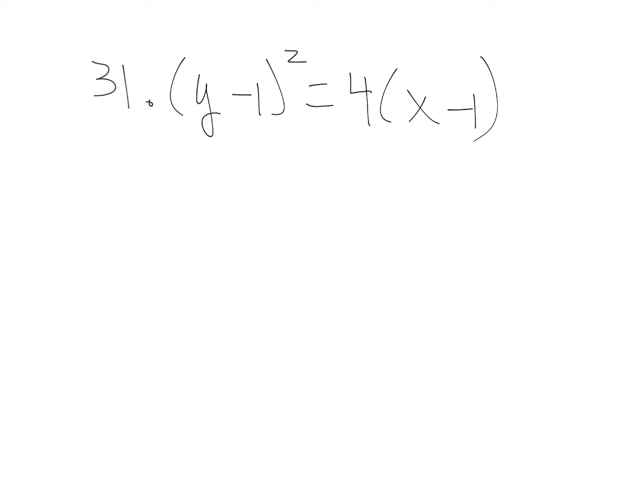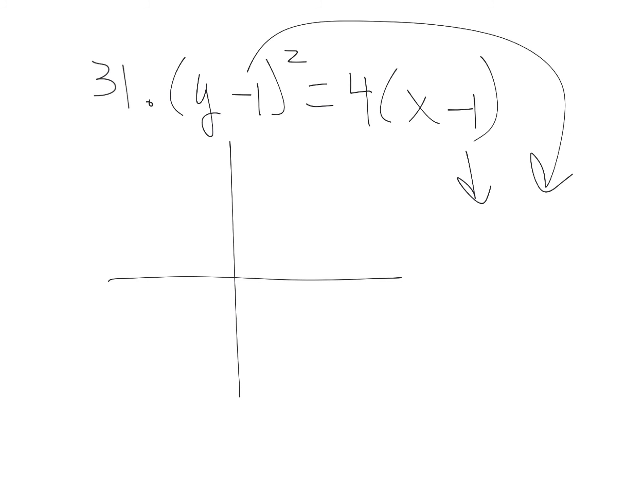For number 31, it's a matching problem, but we'll go ahead and just simply graph it. Even though you're matching it with the graph, let's just graph it so you see what it looks like. So first off, that's our h value, and that's our y or k value. Your vertex is 1, 1, so we just go to the coordinate 1, 1 and graph it.